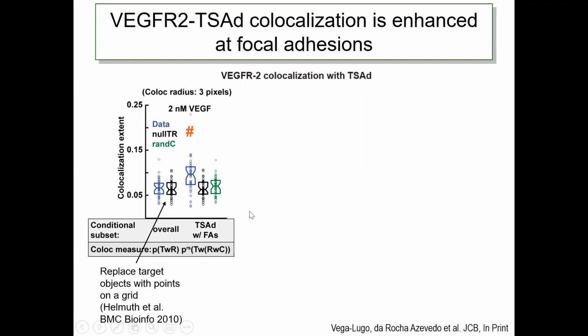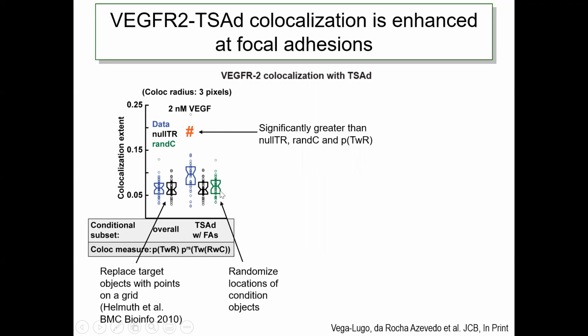But when we look at the different subsets, the subset which does stand out is the subset of TSAd that is colocalized with focal adhesions, with paxillin. So now this measure is actually significant, as shown here by this pound sign. And how do we assess whether it is significant? We actually do 3 statistical tests. So this is basically significantly greater than the black box, which is the same as the null TR here that I showed before. Greater than also the green box, which is for RAND-C, which I'll come back to in a second, and also greater than the overall probability. So that's why this colocalization measure is significant.